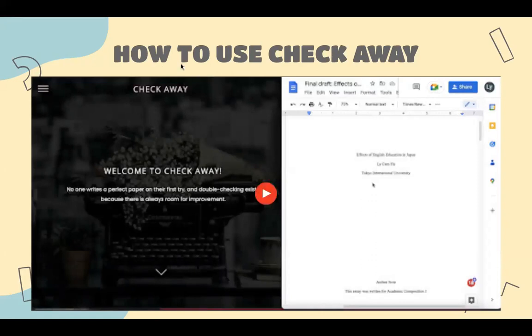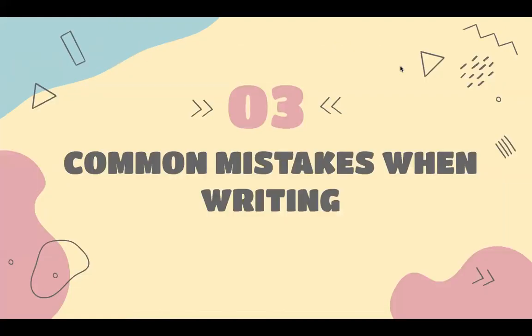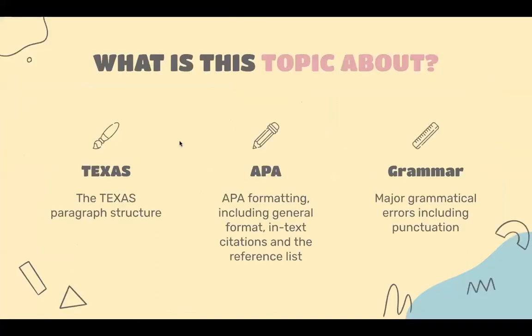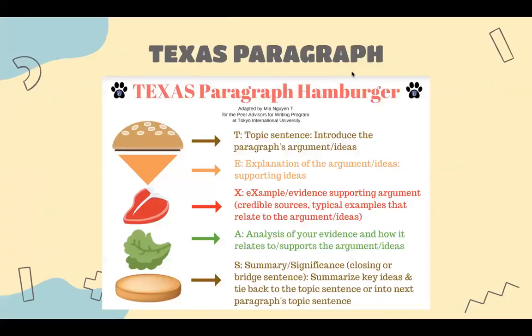And also for some students who have just joined, we are using a tool called Checkaway. Okay, let's move forward. And here we have some common mistakes when writing. So in this part, we will cover the text paragraph structure, APA formatting, including general format, in-text citations, and the reference list, and then grammar. So major grammatical errors, including punctuation.